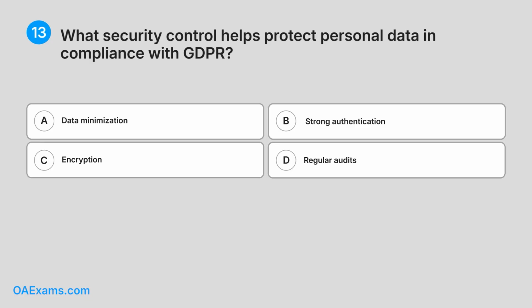13. What security control helps protect personal data in compliance with GDPR? A. Data minimization. B. Strong authentication. C. Encryption. D. Regular audits. Can you guess the answer?